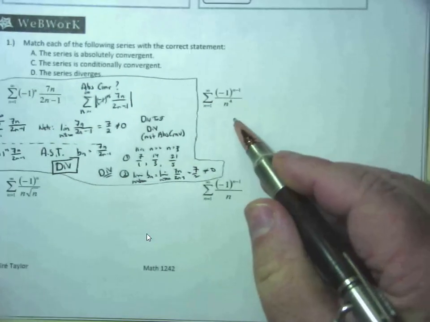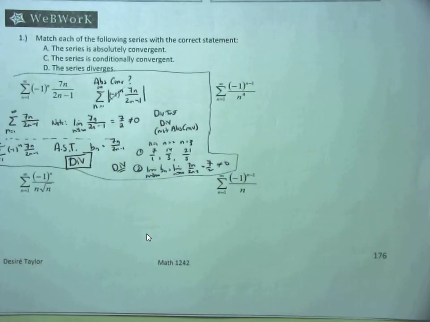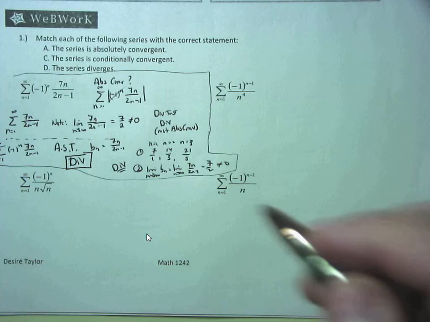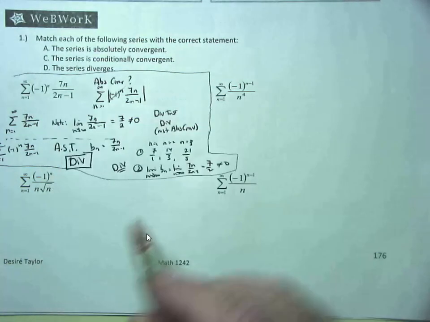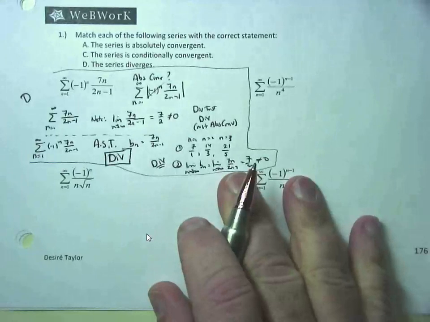Here's a series. It's the sum as n goes from 1 to infinity of negative 1 to the n minus 1 divided by n to the 4th. Okay? Again, the directions is, so for this answer, it would have been D. Just make sure I answered the question there. D for, it was diverges.